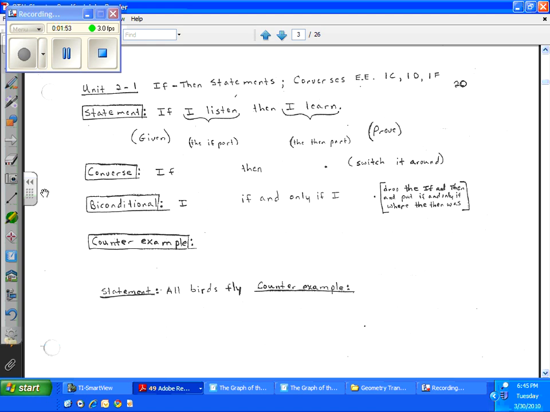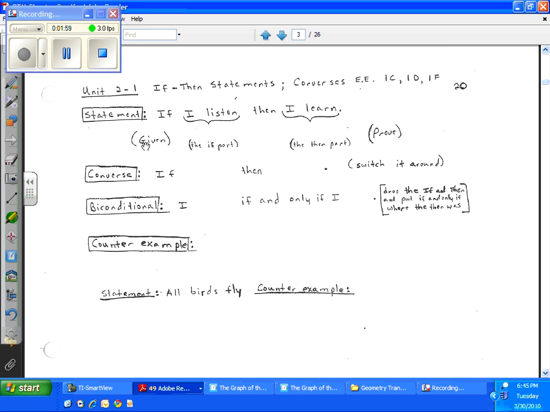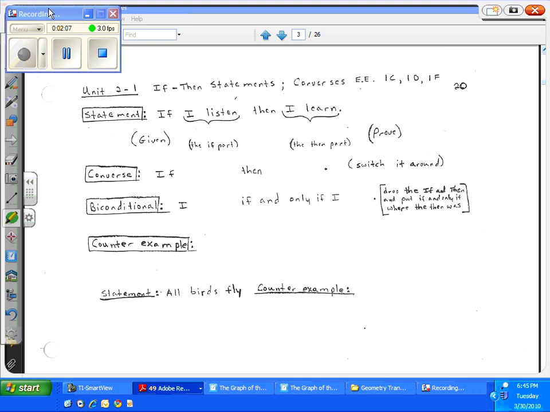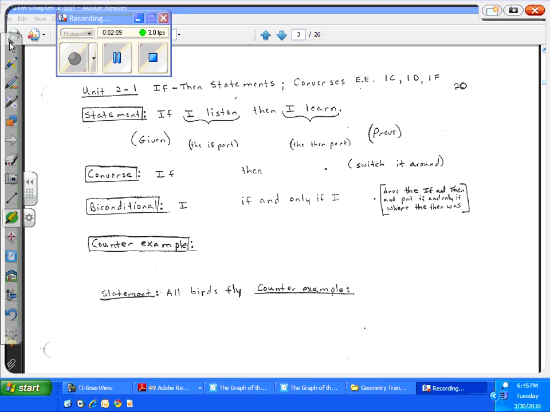Now, an if-then statement, the if part is the given information, and the then part is the conclusion that you're trying to reach. So the if is the given. So we say, if I listen, or we could say, given that I listen, then I learn. The then part is the conclusion.